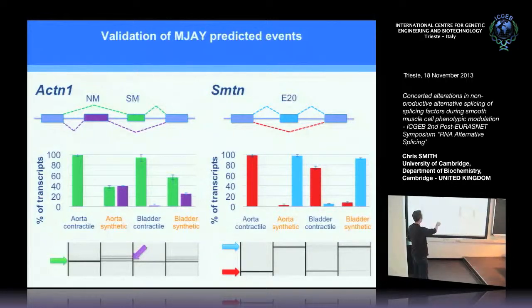Here's another example. This is an exon in the smoothelin gene, which is actually mainly skipped in the contractile cells. And then you get a complete switch to inclusion of the exon in the synthetic cells. And we've validated a large number of other examples. But these are just two examples of the kind of splicing changes that we see. And as you see, it's a very similar picture in the two different tissues.